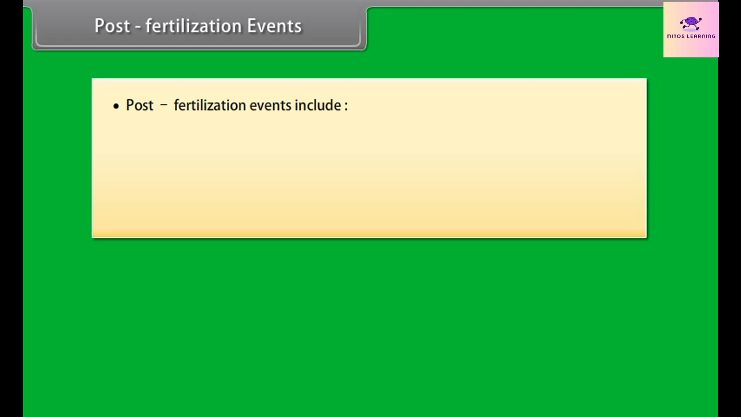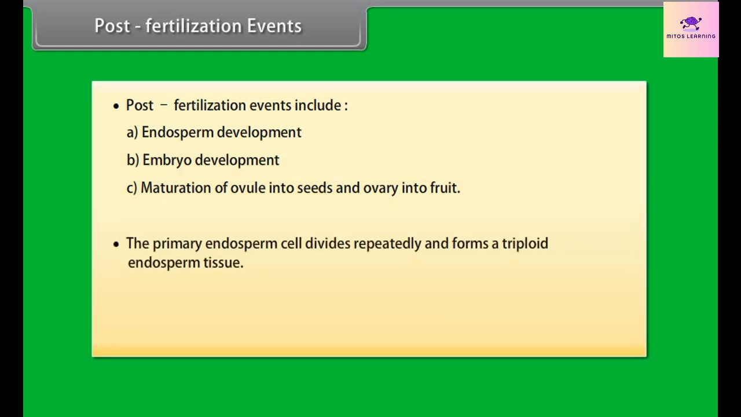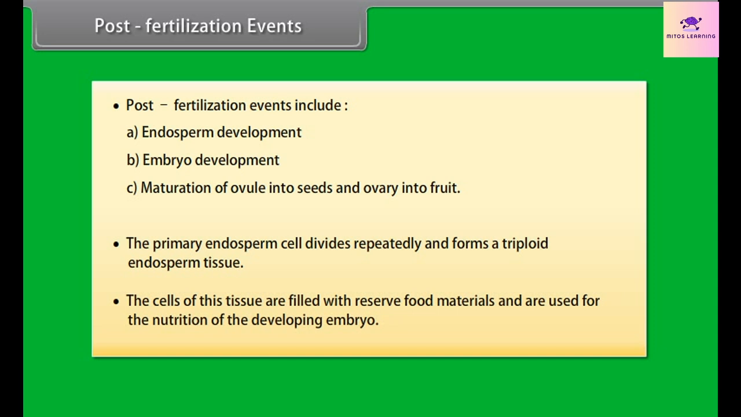Post-fertilization events include A. Endosperm development, B. Embryo development, C. Maturation of ovule into seeds and ovary into fruit. The primary endosperm cell divides repeatedly and forms a triploid endosperm tissue. The cells of this tissue are filled with reserve food materials and are used for the nutrition of the developing embryo. Embryo development: the zygote divides mitotically to form a globular, heart-shaped, mature embryo.